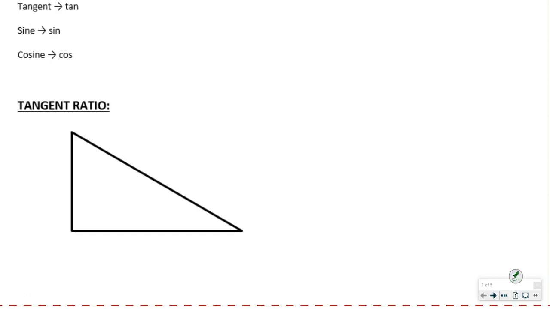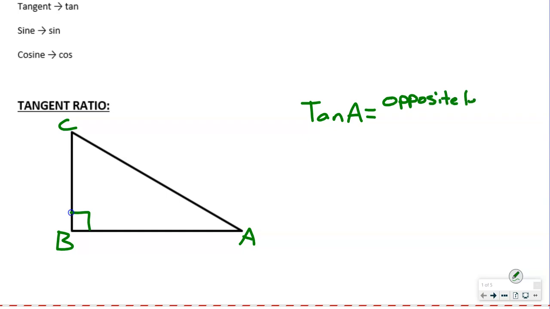So for the tangent ratio, if we have a right triangle, and say our vertices are A, B, and C. We wanted to find the tangent of A. That would be the opposite leg over the adjacent leg.